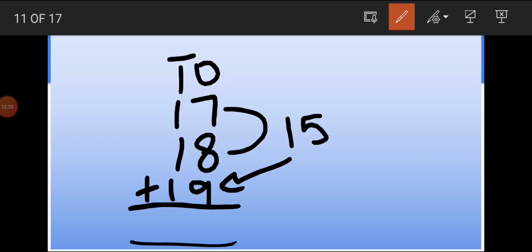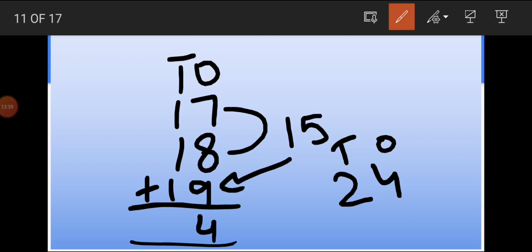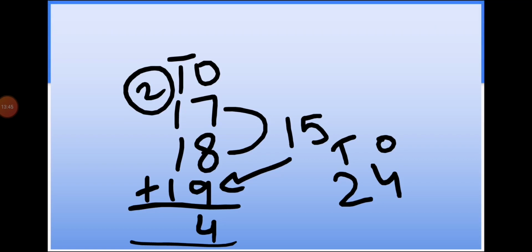15 in your mind. Now count with me: 16, 17, 18, 19, 20, 21, 22, 23, 24. The answer is 24. In 24, 4 is ones and 2 is tens. 4 is ones because 4 is on the right side, and the right side digit gets the first value, that is ones. So we'll put 4 in the ones place and we will give 2 as a carry to the tens, because 2 is tens here. Now add the tens.